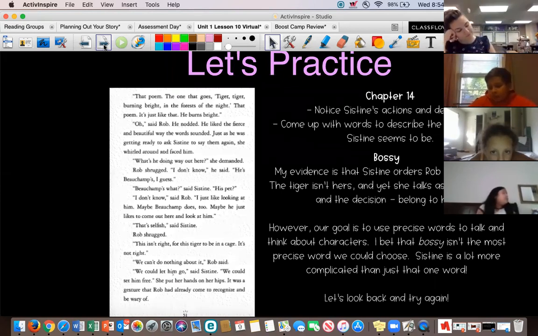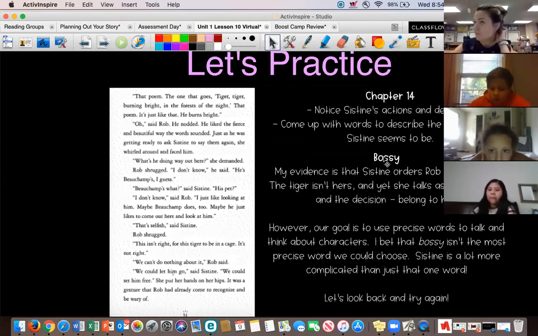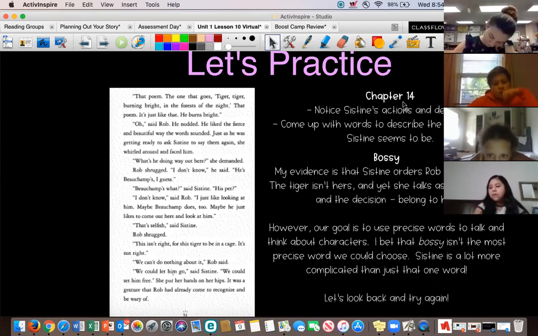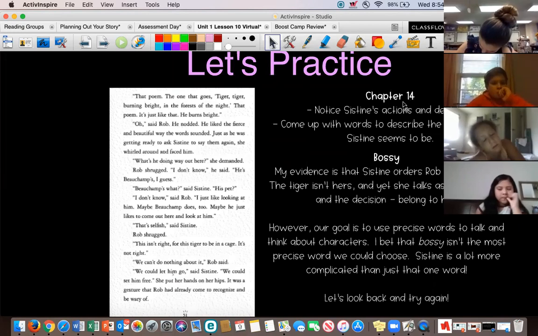Right, so looking at Sistine's actions and decisions and the words that she says to Rob, I came up with bossy, right? My evidence of that, or what I think shows that she's bossy, is that she orders Rob around a lot. The tiger's not hers, but she talks like the tiger and the decision belonged to her. She tells Rob, this is what we need to do. This is what we're going to do.